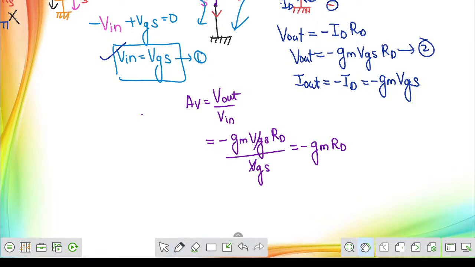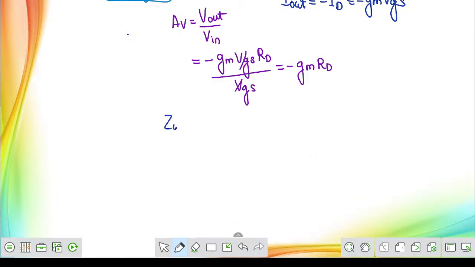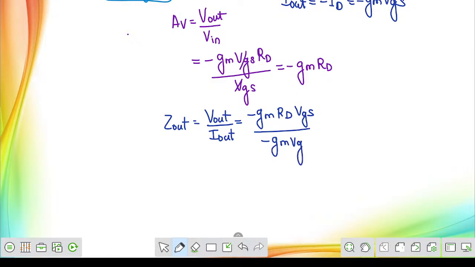So we have explored the value of voltage gain. Then let us explore the value of output impedance. Output impedance is nothing but the ratio of output voltage divided by output current. As we are observing, output voltage can be written as minus Gm into drain resistance RD into the gate to source voltage. We also observed that output current equals minus Gm into VGS. So that will be simply equal to RD. This will be your output resistance. Got it, sir? Now we know the voltage gain, we also know the output impedance.